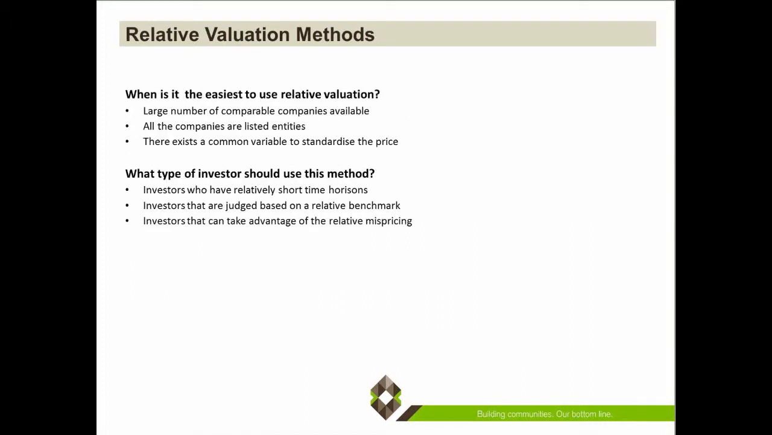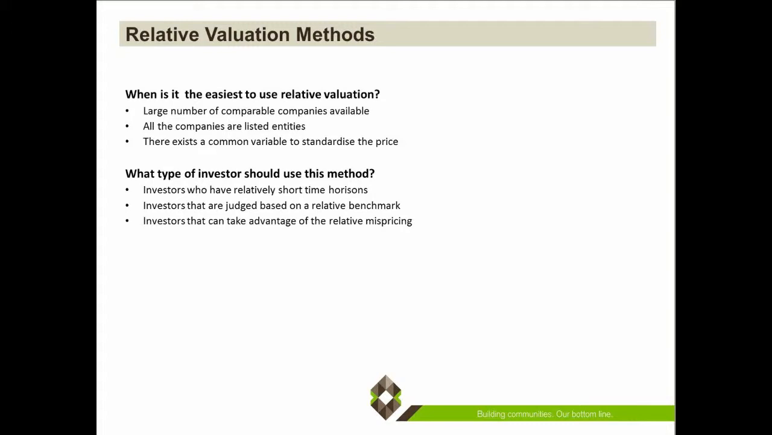So when is it easiest to use the relative valuation methods? When you've got a large number of comparable companies available, all the companies are listed entities because we need pricing on those companies. And there exists a common variable to standardize the price. What type of investor should use this method? Investors who have relatively short time horizons. Investors that are judged based on a relative benchmark.